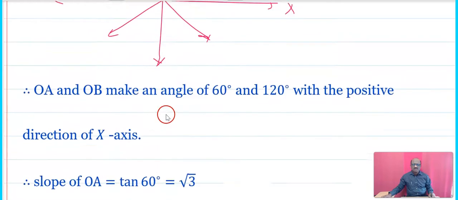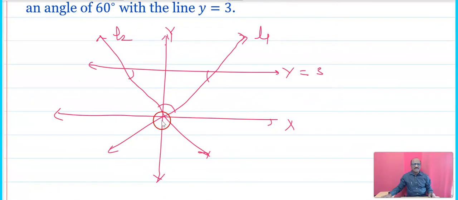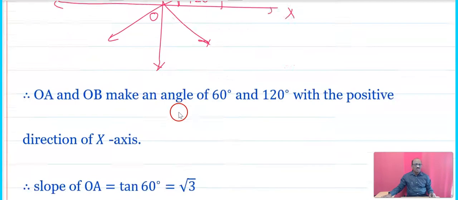Okay, now see this. OA and OB are making an angle of 60 degrees and 120 degrees with the positive direction of the x-axis. Suppose this is O and this is A. OB, this is B. Now the measure of this angle is 60, the measure of this angle is 60 and the total angle is 120. And what about the measure of this angle? It is 60 degrees. Therefore the angle made by L1 is 60 and L2 is 120 degrees.